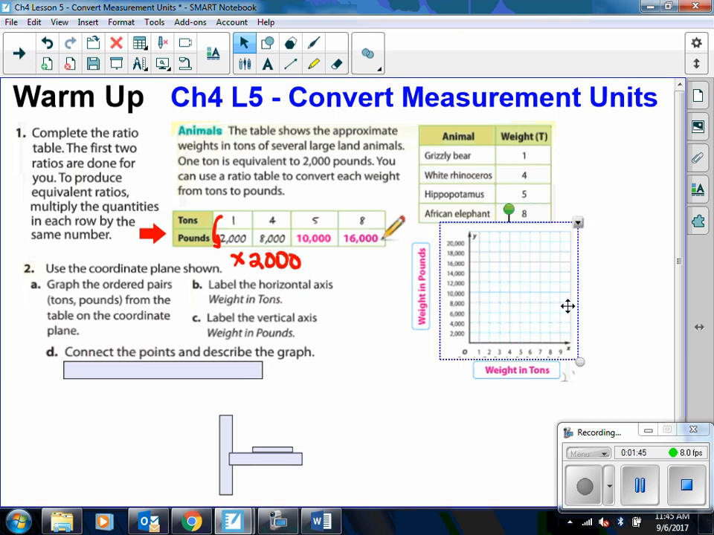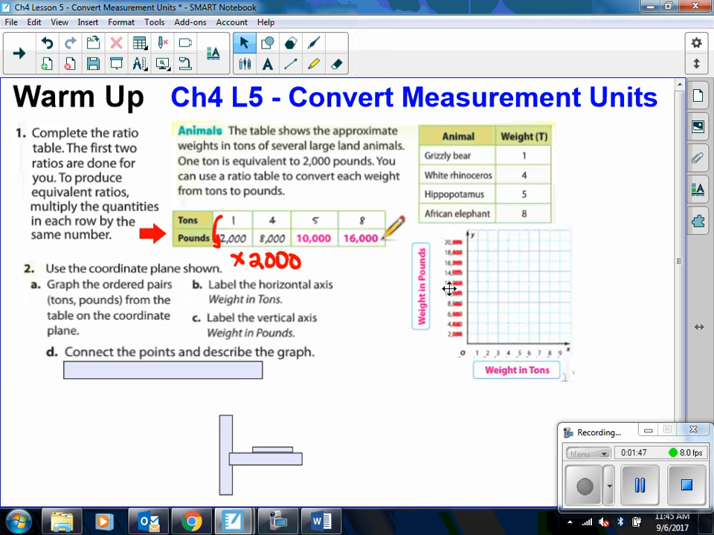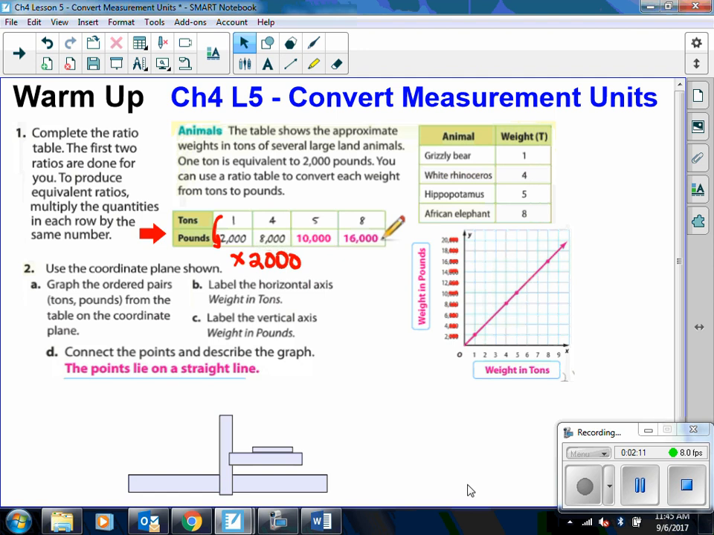So here, just to help us out, I just took out the thousands. So you can see that now I can just graph 1, comma, 2, 2, comma, 8, 4, comma, 8, 5, comma, 10, and 8, comma, 16. So this is what our graph looks like. And letter D says connect the points and describe the graph. So there, the points lie on a straight line.